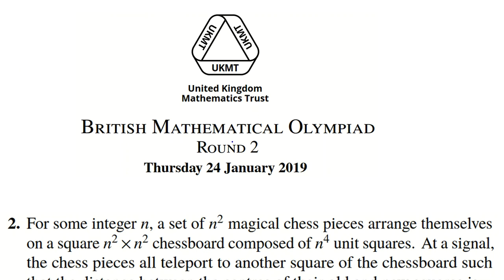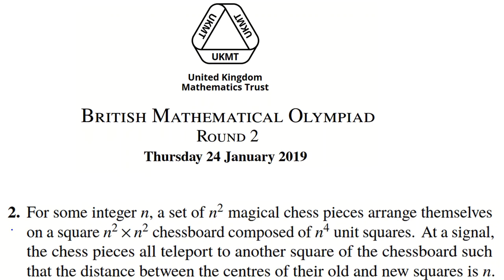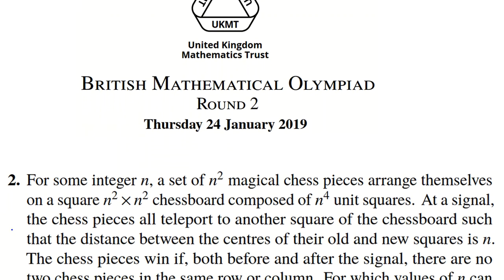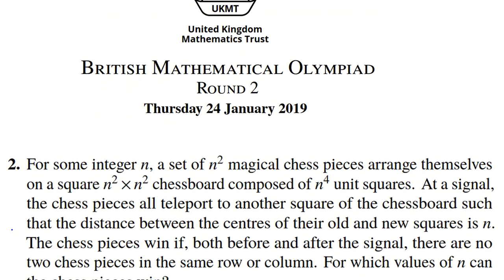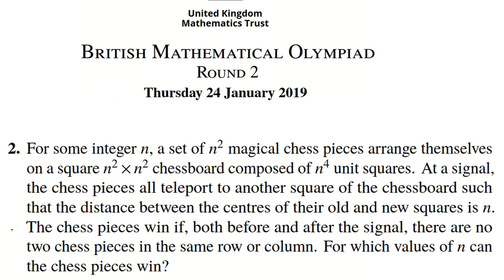BMO Round 2, 2019 British Mathematical Olympiad problem number 2. If you want to solve this problem and want to know the background idea, this problem needs an idea that is useful for many other problems in BMO Round 1 and Round 2 and also other exams, AMC for American Mathematics Competition and USAMO for USA Mathematical Olympiad.